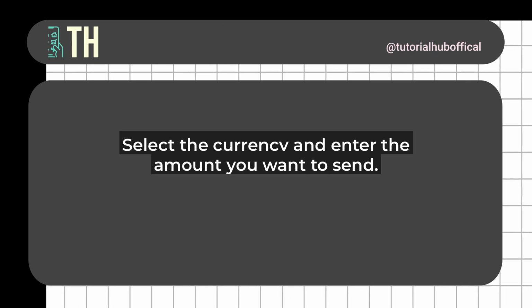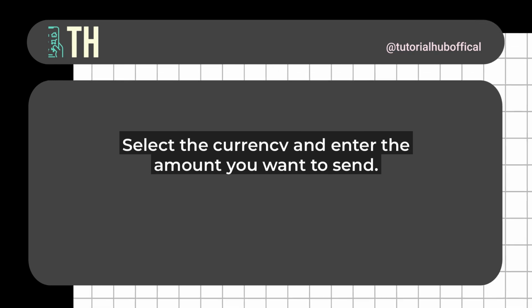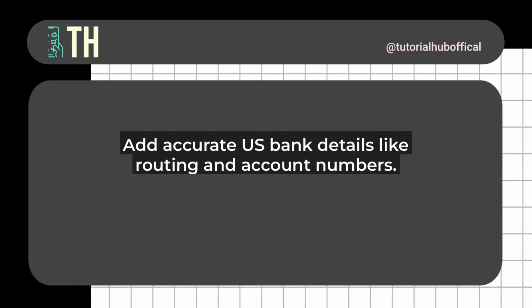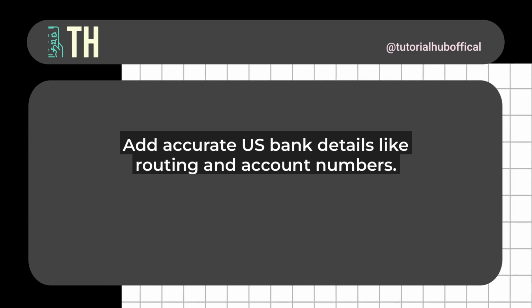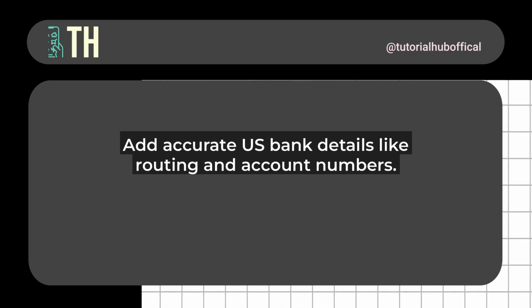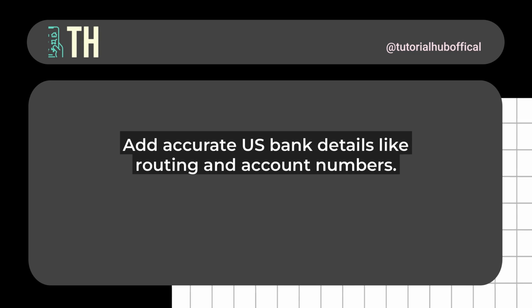First things first, make sure you have a Wise account set up. If you don't, head to the Wise website or app and create one. It's quick and free. Once you're logged in, navigate to the Send Money section. Here, you'll select the currency you're sending from and the amount. For US bank transfers, choose USD as the destination currency.